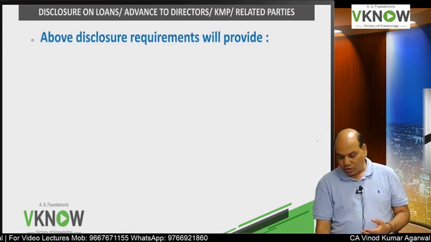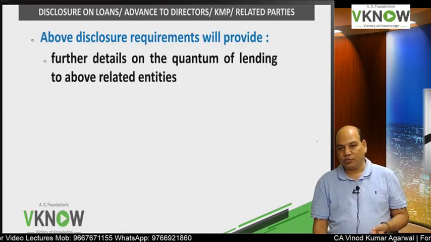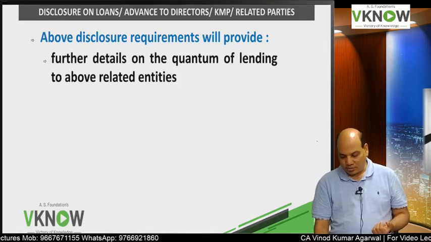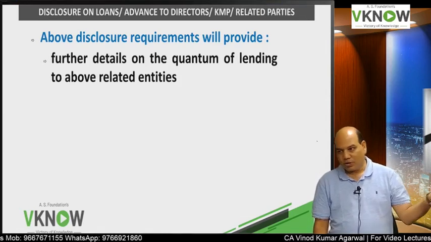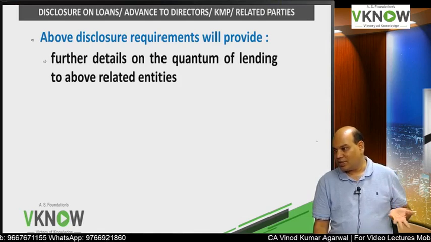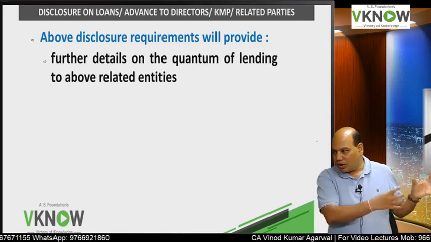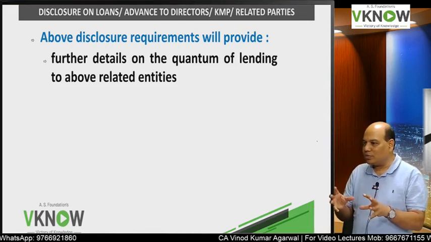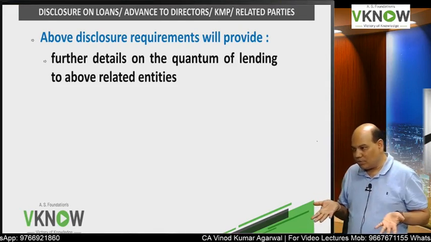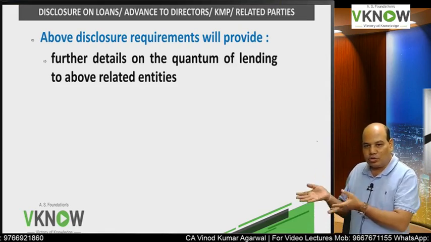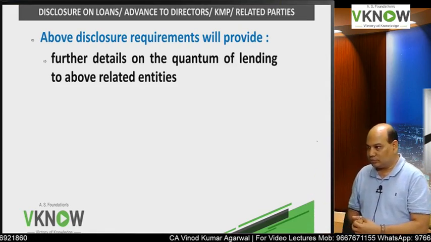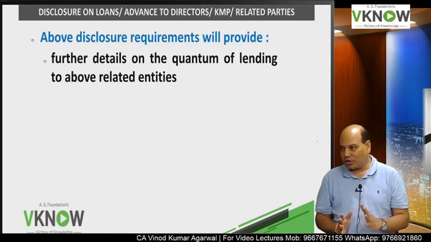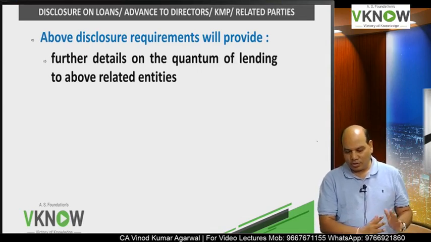Just by disclosing this, you will invite a lot of queries from the investors, shareholders, bankers, that why you have given money to this particular person. Is there any business reason for that? Shareholder has given money to the company in the hope that the company will utilize it for business. That is why we invest in a company. And the company is giving loan to the promoter, director, KMP, which is not fair. It is injustice to the shareholder.